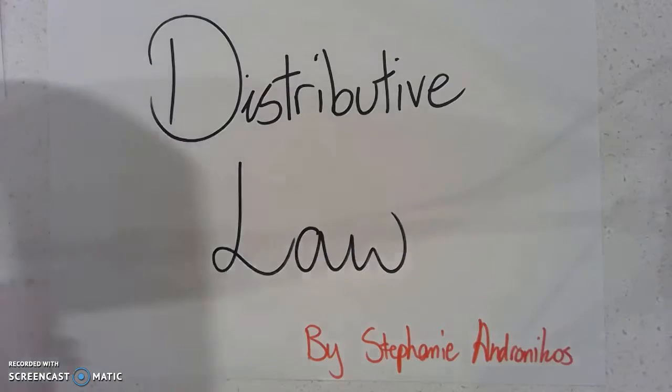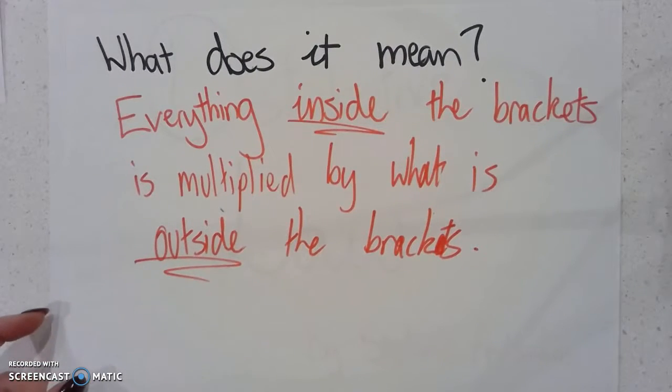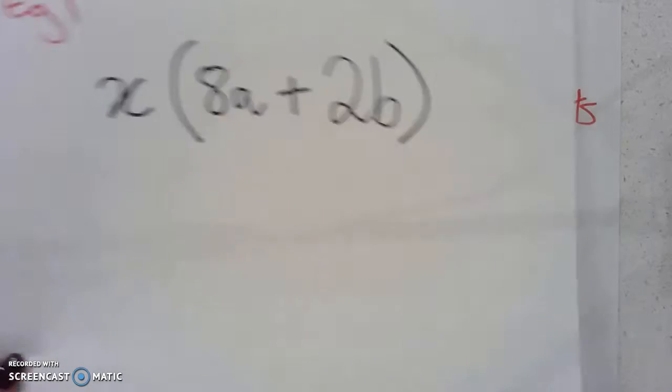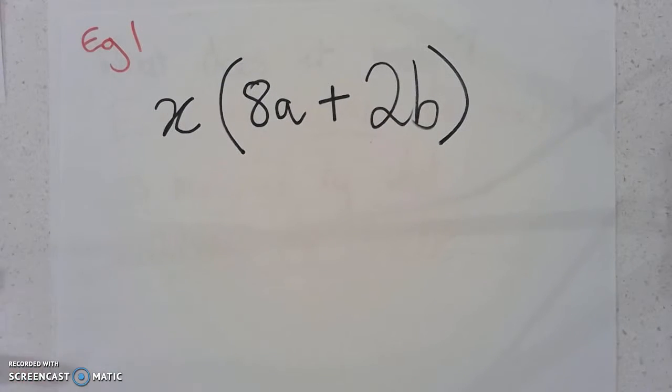So, what is distributive law? Basically, it is everything inside the brackets is multiplied by what is outside of the brackets. So, let's have a look at example number 1.